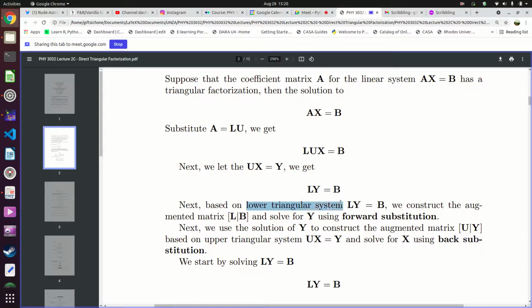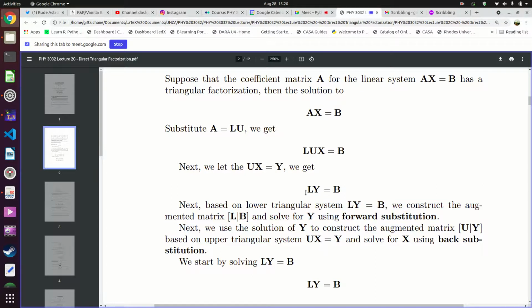You have seen, when we were looking at triangular linear systems, that if you have a lower triangular system, you can solve it by using forward substitution. So we solve this system using forward substitution and find what Y is. After we find Y, we can come and solve UX equals Y, and we can solve for X using back substitution.